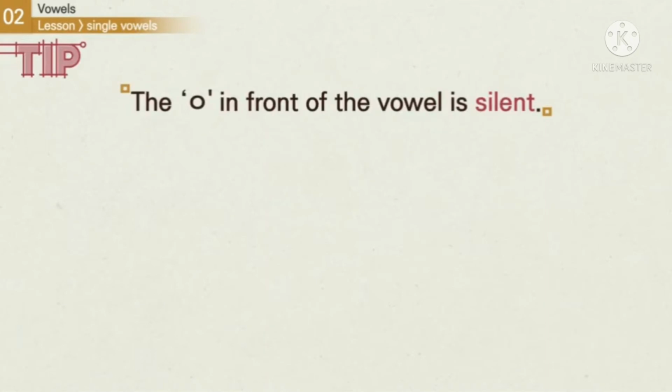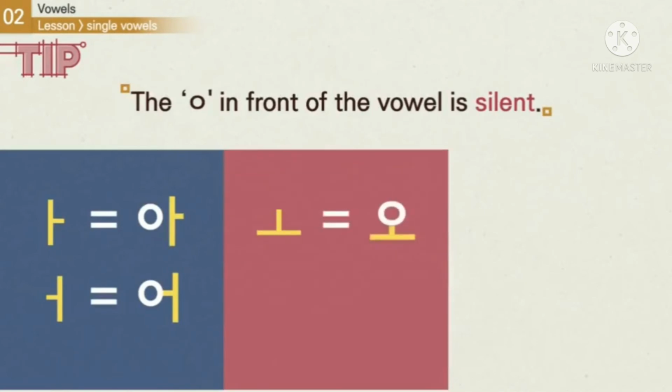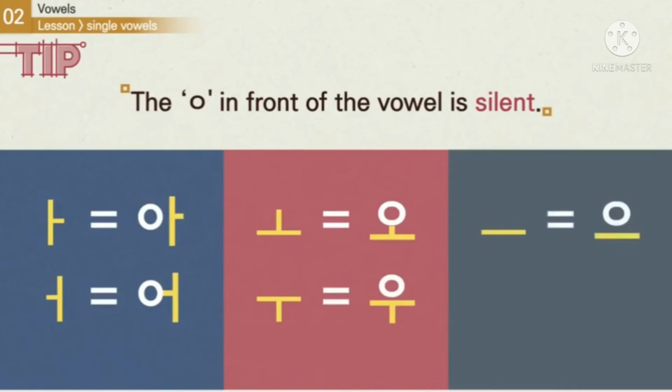You may have noticed that we were not including the silent O character with the vowels before. Since it is silent, A sounds the same as A. O sounds just like O. U sounds like O. U sounds like U. Sounds like U. And lastly, E sounds like E.